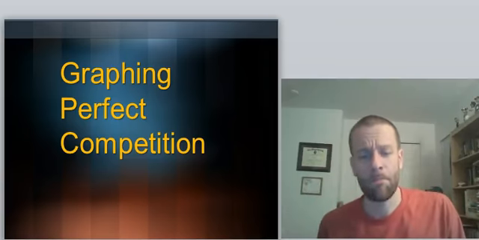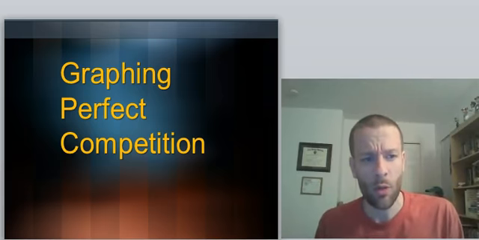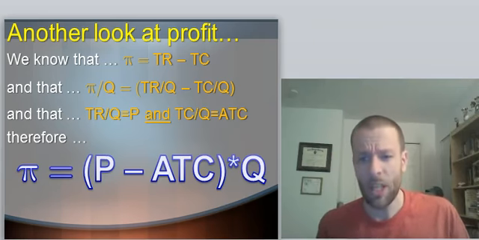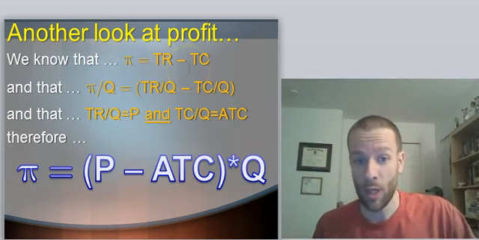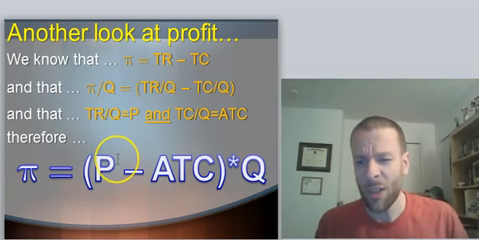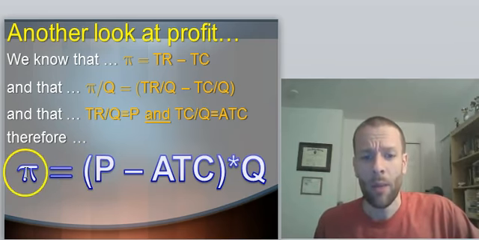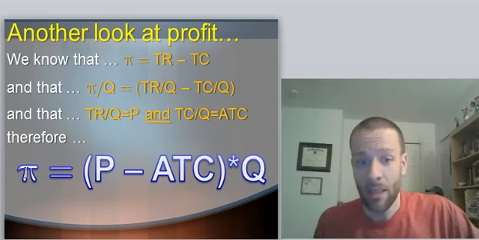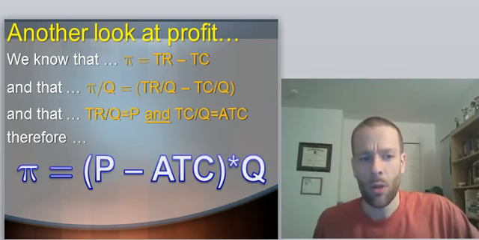Hey everybody, welcome back. Now we're going to take a look at graphing perfect competition. To refresh everyone's memory, let's take a look again at profit. We know that π, shorthand for profit, is total revenue minus total costs. We can work with this equation to tell us exactly how much our profit is going to be, where our area of profit will be, by figuring out that profit, π, is equal to the difference between price and average total cost times our quantity. So keep that in mind.